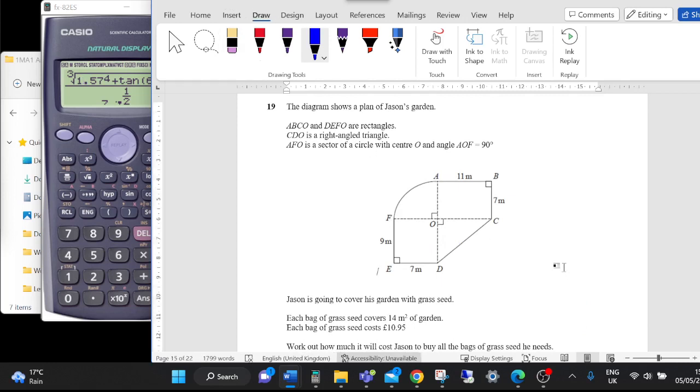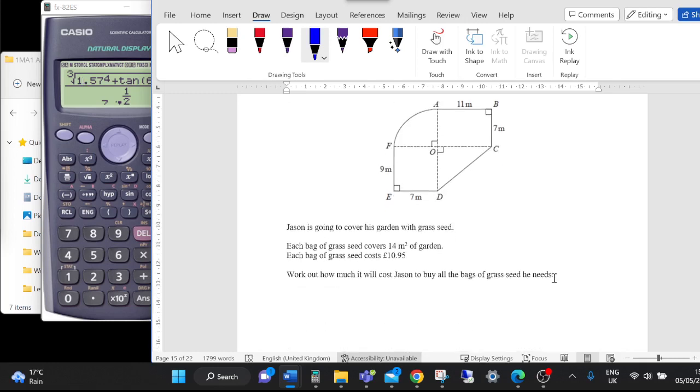Right, question 19. The diagram shows the plan of Jason's garden, and we've got 2 rectangles, a right angle triangle, and a sector of a circle with an angle of 90 degrees. Jason is going to cover the garden with grass seed. Each bag of grass seed covers 14 meters squared and costs £10.95. How much will Jason need to buy all the bags of seed that he needs?